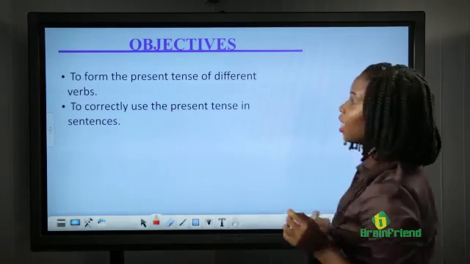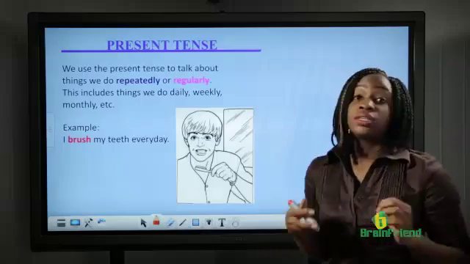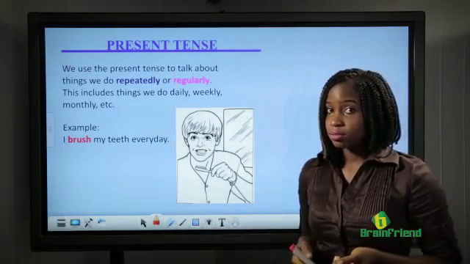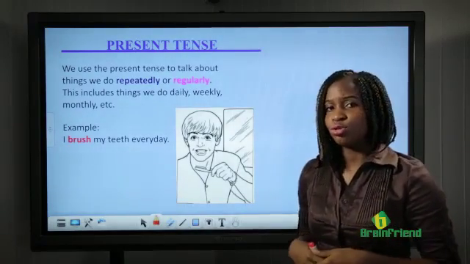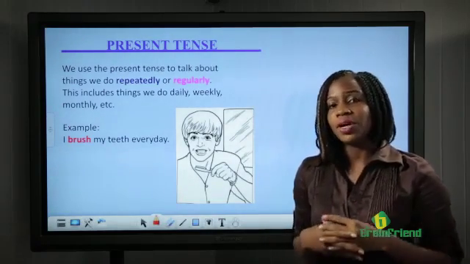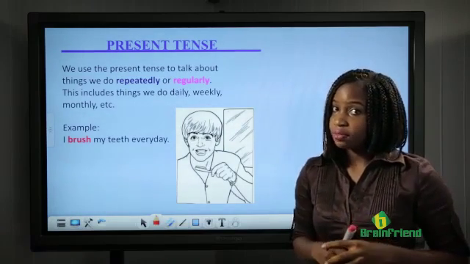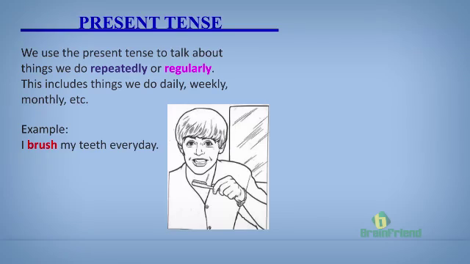Now into our lesson. We said we use the present tense in different situations. One of them is when we talk about things that we do regularly, things that we do from time to time. It could even be a habit. Can you think of something that you do every day? What do you do? Well, I eat every day. I take my bath every day. I brush my teeth every day.